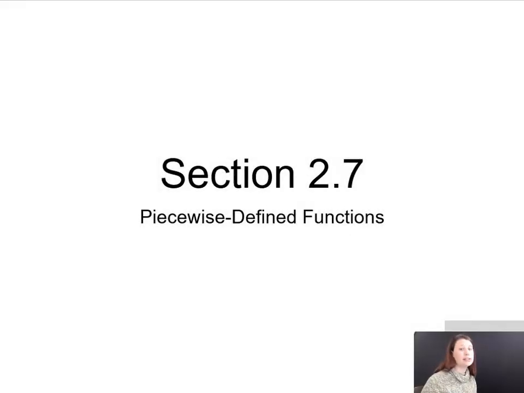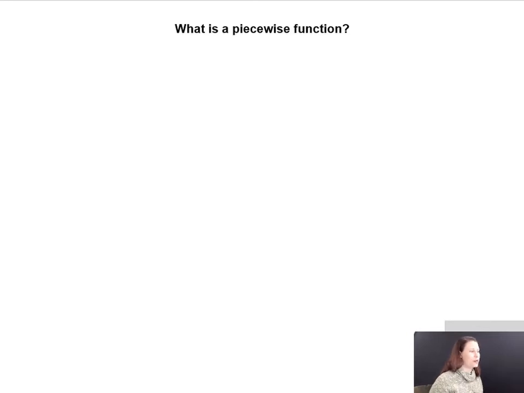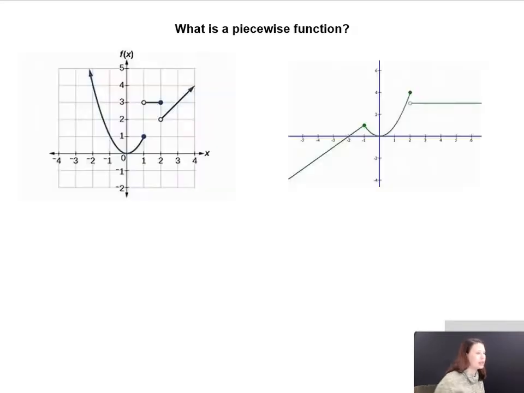Okay, so this is section 2.7, piecewise defined functions. So first, let's think about what is a piecewise function. Now, a piecewise function is essentially just a function made up of different pieces of different functions. It's just piecemeal. We've stuck a whole bunch of different ones together, kind of.